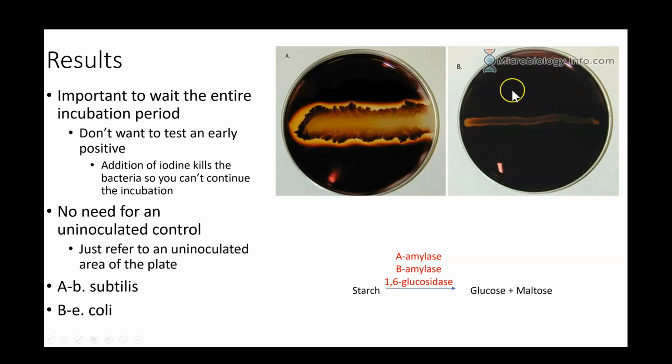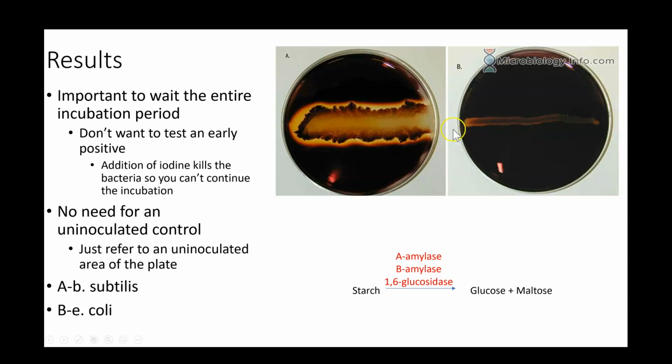And in all of these plated tests, the four tests that we're doing today, you really don't need an uninoculated control like you do in the tubes, because all you have to do is refer to an area of the plate that's not inoculated, right? There's so much space on these plates that you can see what an uninoculated media would look like.